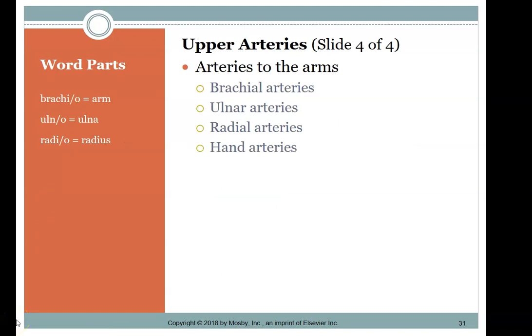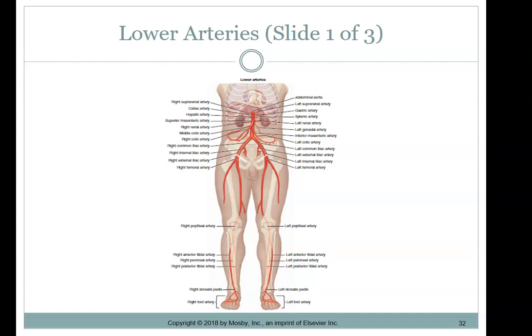The arteries to the arms. You have your brachial arteries, the ulnar arteries, radial arteries, and hand arteries. Again, word parts can help. We note that the brachial arteries branch from the axillary arteries. Brachio is arm, ulno is ulna, and radio is the radius. And here's a picture of the lower arteries.